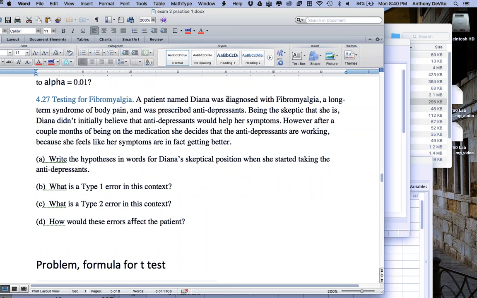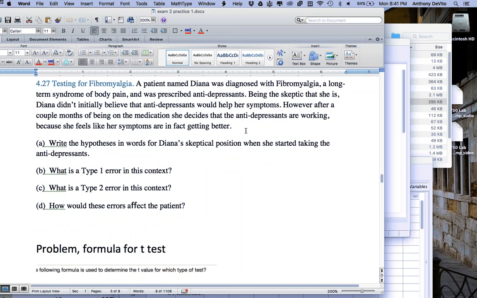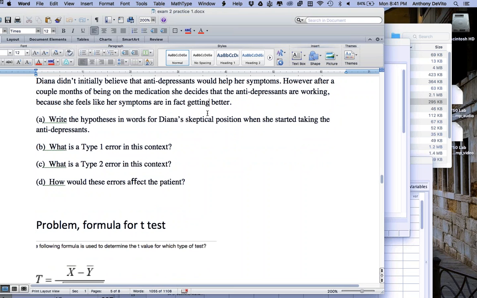So let's see. A patient named Diane was diagnosed with fibromyalgia, a long-term symptom of body pain, and was prescribed antidepressants. She didn't believe that the antidepressant would help her. However, after a couple of months of being on the medication, she decides the antidepressants are working because she feels like her symptoms are getting better. Write a hypothesis for Diane's skeptical position when she started taking the antidepressants. Okay, what's her null hypothesis? Her null hypothesis is that her mood will be the same whether she takes the antidepressants or she doesn't. What's our alternative hypothesis? That she'll feel different, better or worse, if she takes the antidepressants.